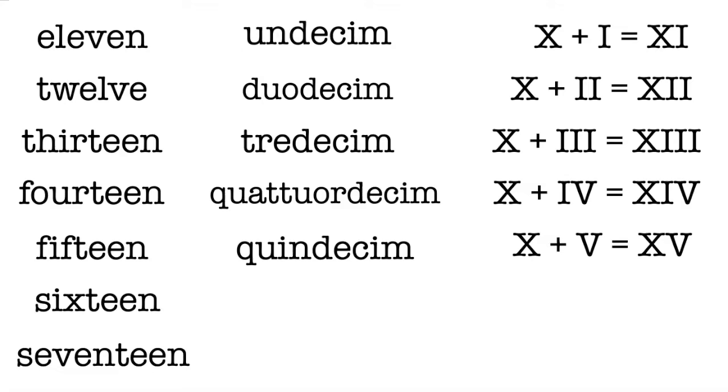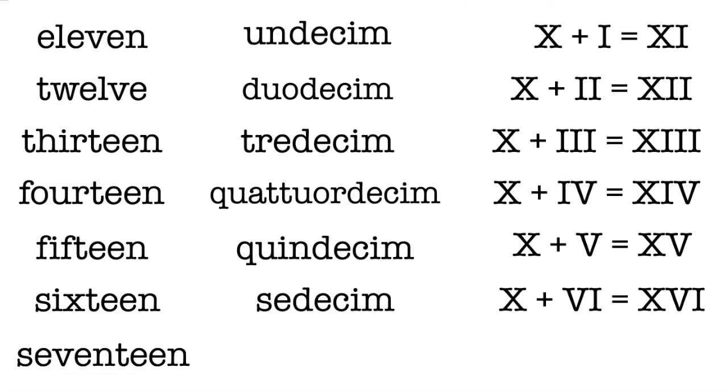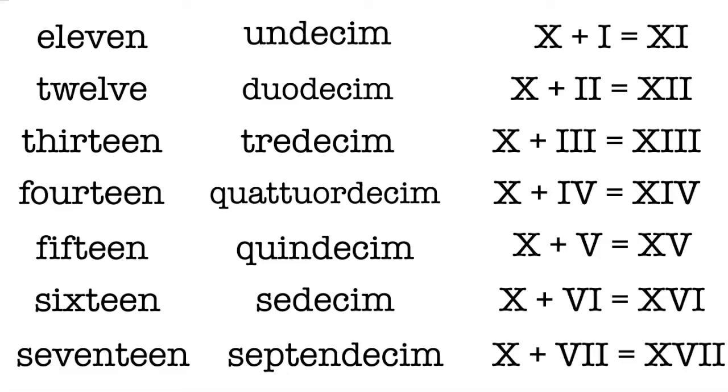15, quindecim, XV. 16, sedecim, XVI, and 17, septendecim, and that's XVII. So those words kind of make sense. You can see instead of decem, it's decim. We do the same thing with the word teen instead of 10 in English. But 18 and 19 don't follow that pattern.